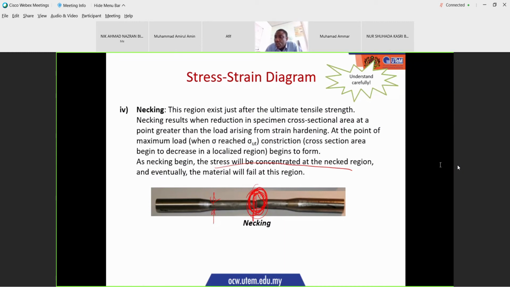Okay. So we have 4 regions. You have elastic region, you have yielding, strain hardening, and necking. Any question before I proceed? I still have a few slides to go. Any questions?